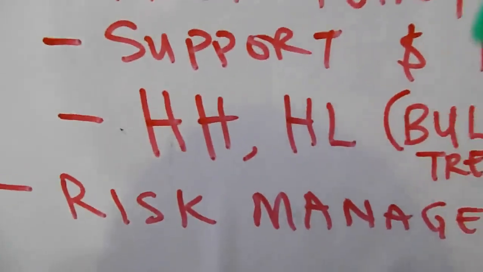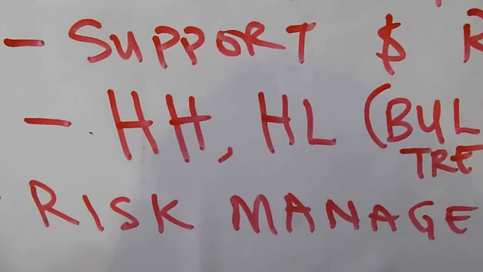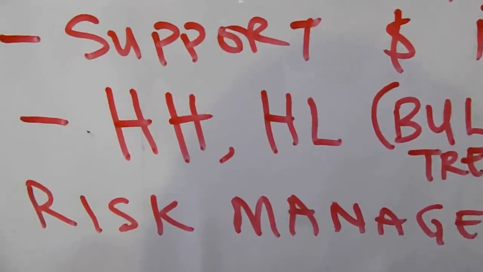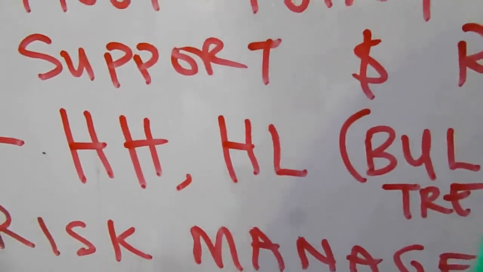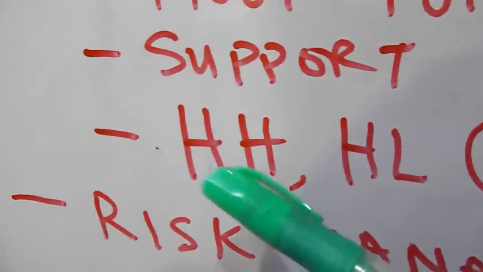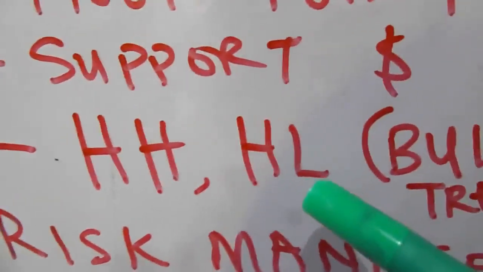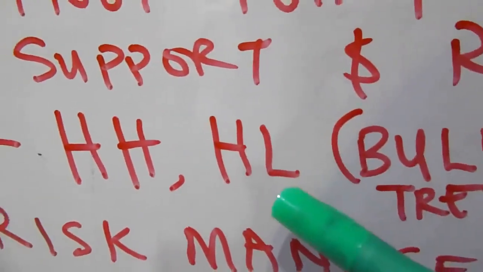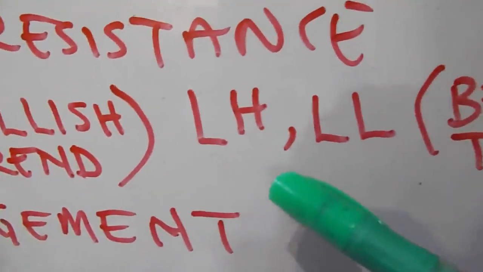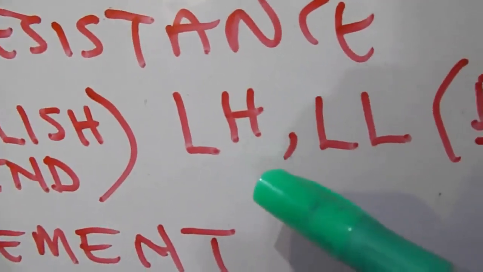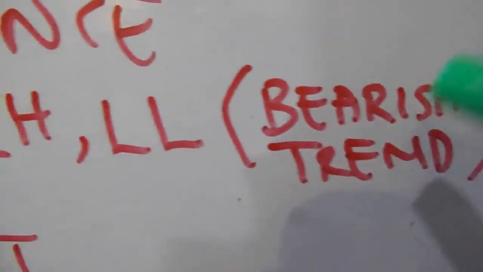Then you look at the chart, preferably on the smaller time frame. When I say smaller time frame, I'm referring to the 15 minutes time frame, 30 minutes time frame, 1 hour time frame. You might look out for the higher high price formation or higher low price formation. This is your bullish trend. And also look out for price doing lower high formation and lower low formation. This is your bearish trend.